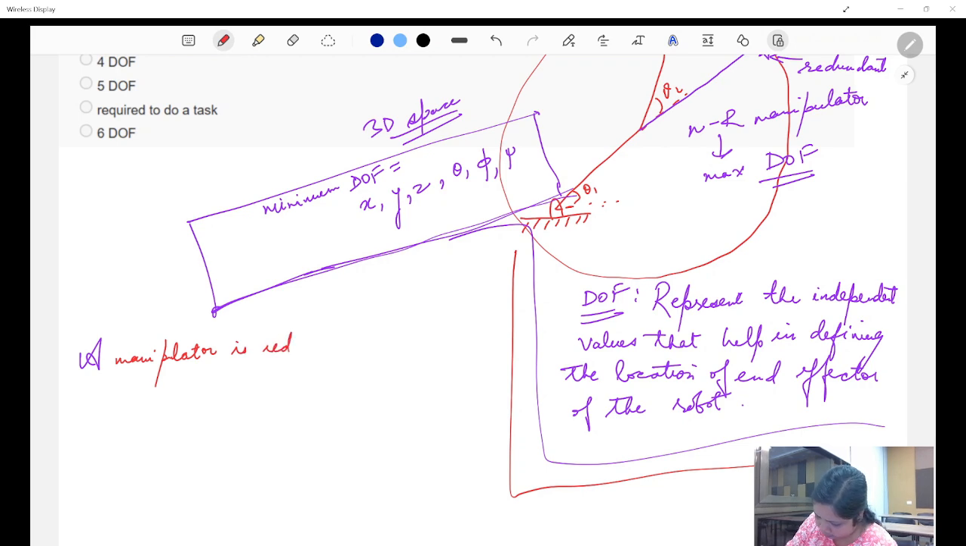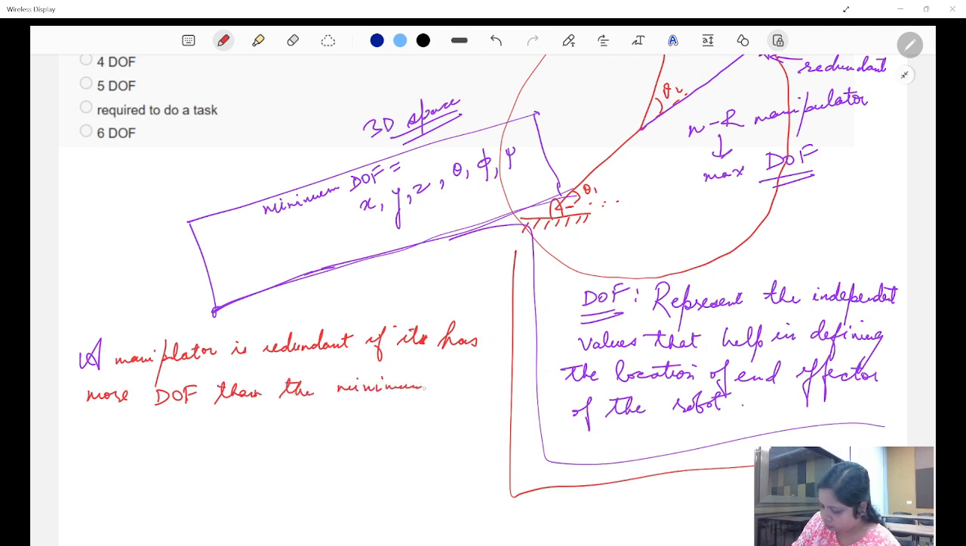A manipulator is redundant if it has more degrees of freedom than the minimum required to do a given task. Now, I'll tell you why.